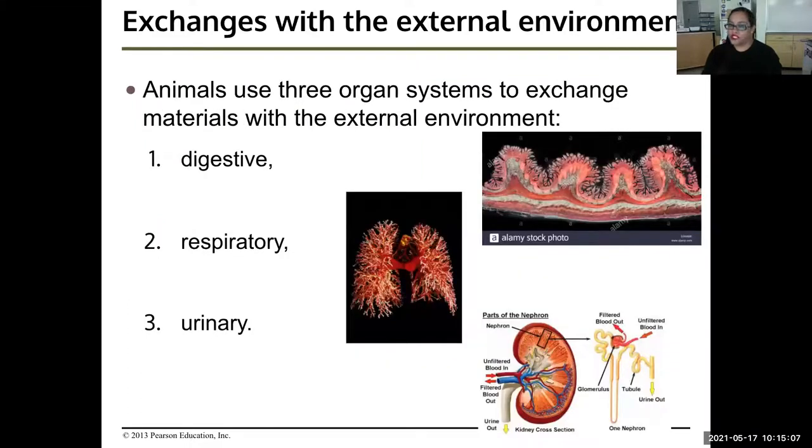So our digestive system is highly branched and folded to increase surface area, so our body absorbs as many nutrients and vitamins as it can from our food. Our respiratory system is our lungs. It's highly branched, and the branches add surface area so we get as much oxygen as we can and get rid of as much carbon dioxide as we can.